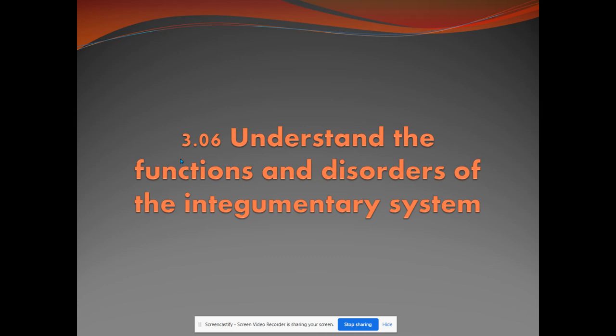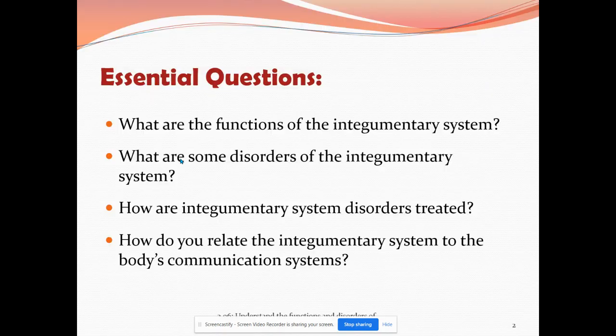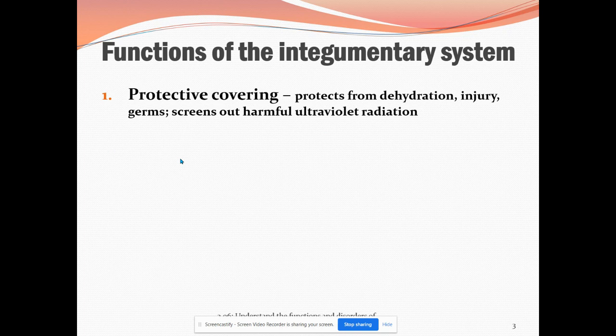But when we start the disorders, you have guided notes for those. So you're going to start filling in those guided notes today, and then tomorrow when we're finished, you're going to submit the finished filled in guided notes as your assignment. And I'll tell you when to switch over to those guided notes. So first of all, starting with functions. So functions of the skin.